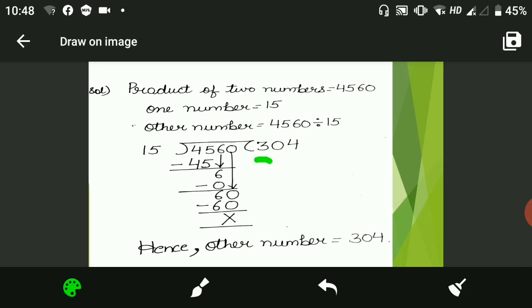45 minus 45 is 0. So I will take another number down, that is 6. 6 is less than 15. So in the 15 table, which number comes? 15 zeros are 0. So I have written 0 over here and 0 here also. 6 minus 0 is 6. So I have written 6 and I have copied the 0 from up to down. Now in the 15 table, 60 comes at 4. 15 fours are 60. So I have written 4 here and 60 down of 60. 60 minus 60 is 0. Hence the other number will be 304, because the hence line is the last line. Clear?